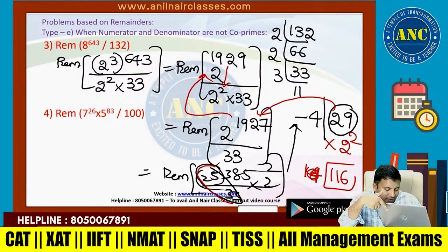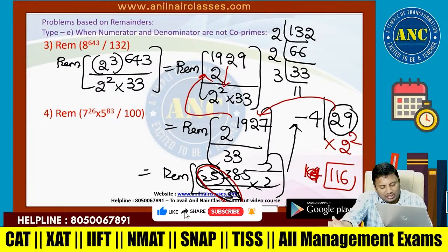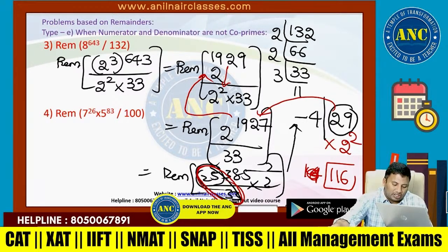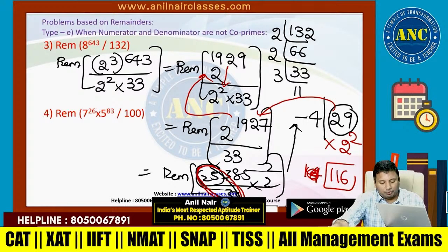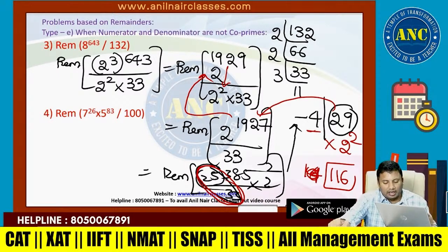2 power 5. 5 goes how many times? 5 3s are 15. 5 8s are 42. 5 5s are 25. 2 square. 32 by 33 is minus 1. Minus 1 power odd is minus 4. Positive remainder is 29. Positive remainder 29 for 2 power 1927.